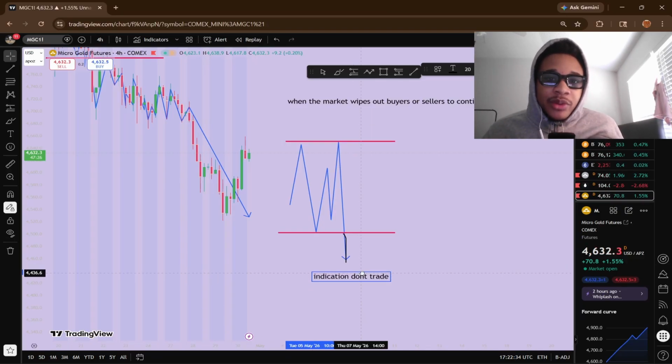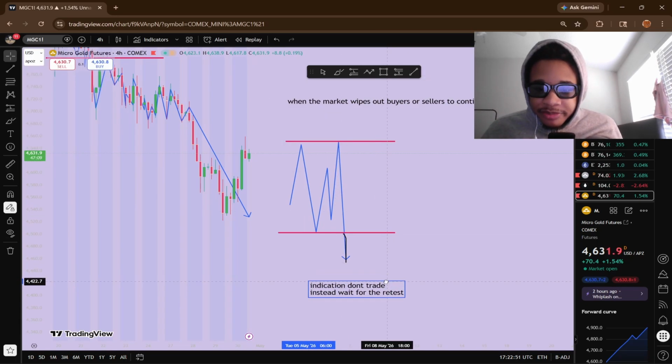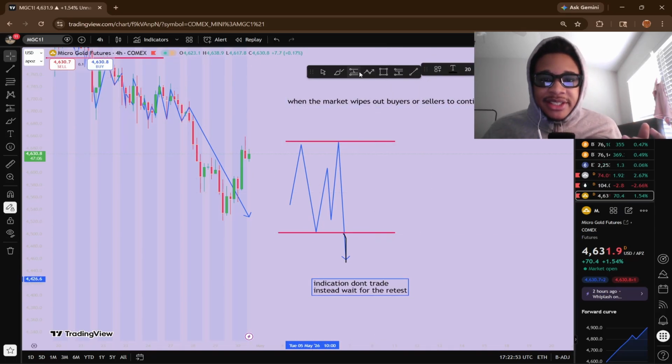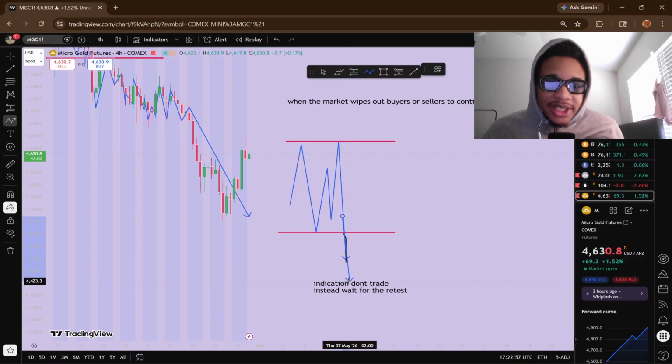Usually in the first hour, it'll show you a bull BS and then it'll correct. Don't trade the indication, bro. Instead, wait for the retest. Oh my God. Yeah. Wait for that retest. Feel me? Let it retest. Let's say it breaks out, goes as low, but it comes right back.